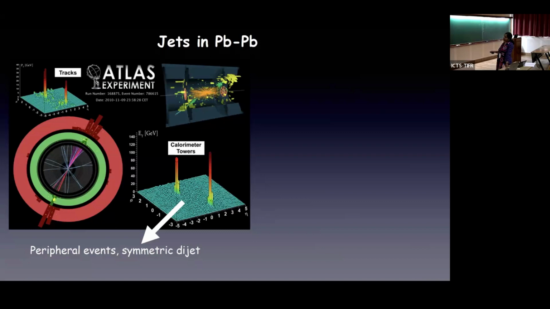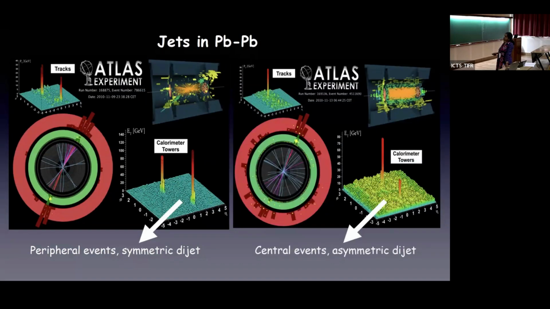Okay, if you see the back-to-back jets, they are quite symmetric. Now come to central events. The same energy, same jet reconstruction algorithm. So you see the event display here. If you choose to see the dijets, you see there is a huge asymmetry now. The symmetry which was there in PP collisions is more or less not seen here.